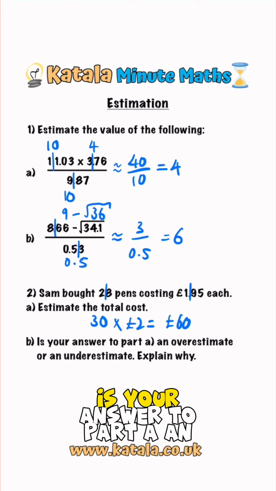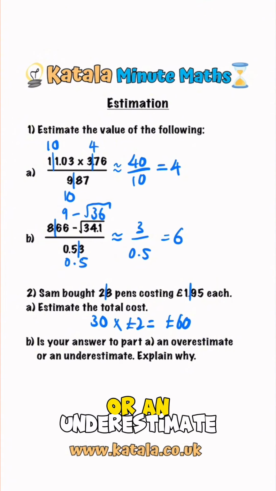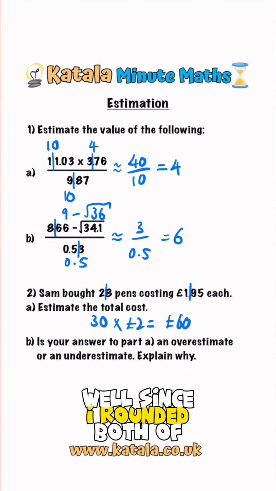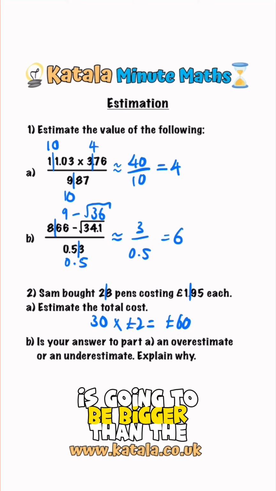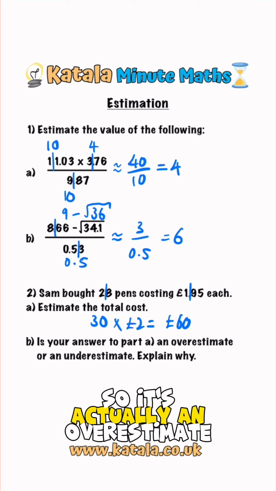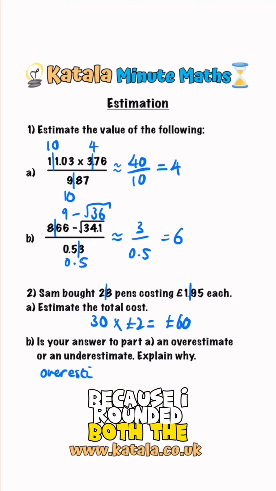Now part B is, is your answer to part A an overestimate or an underestimate? Well, since I rounded both of these numbers up, then this final answer I ended up with is going to be bigger than the true answer. So it's actually an overestimate because I rounded both the numbers up.